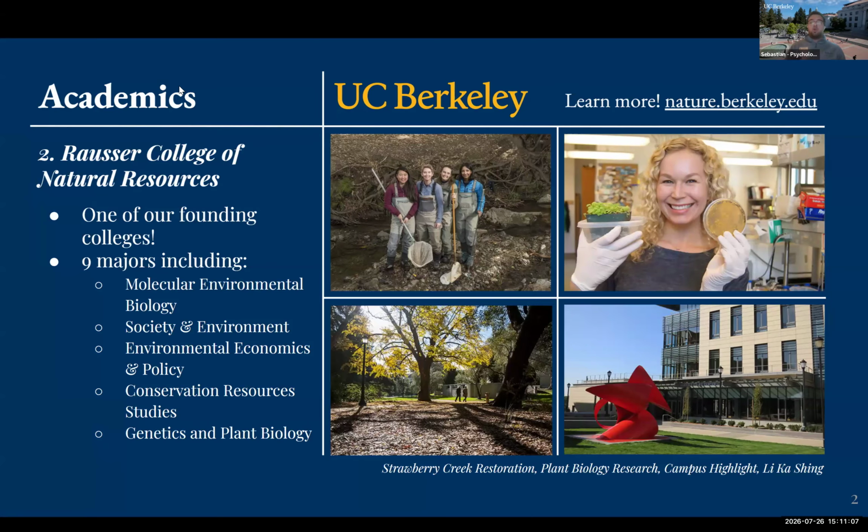There are 9 majors total, some of them including molecular environmental biology, society and environment, environmental economics and policy, and conservation and resource studies, but even things like genetics and plant biology. So if you're looking to get into a life science or maybe go pre-med, you might also be in the Rausser College of Natural Resources.